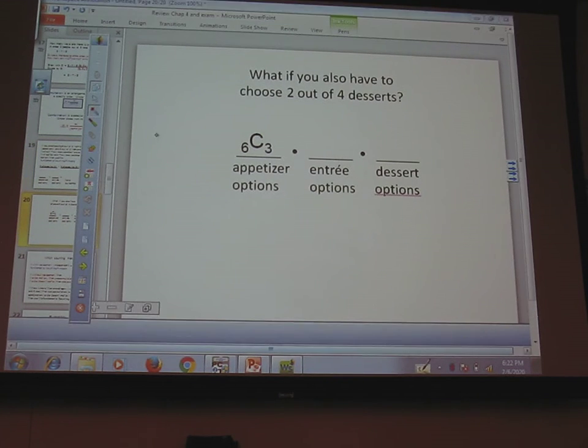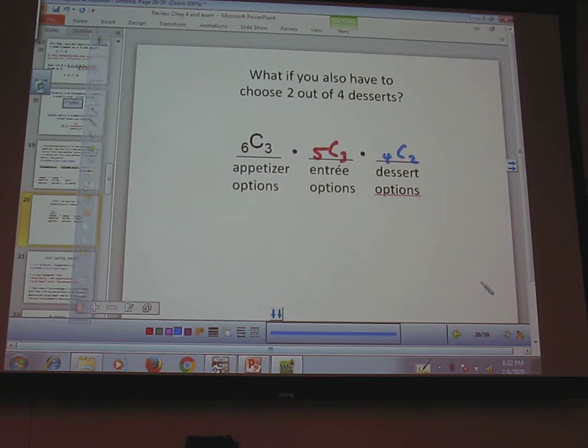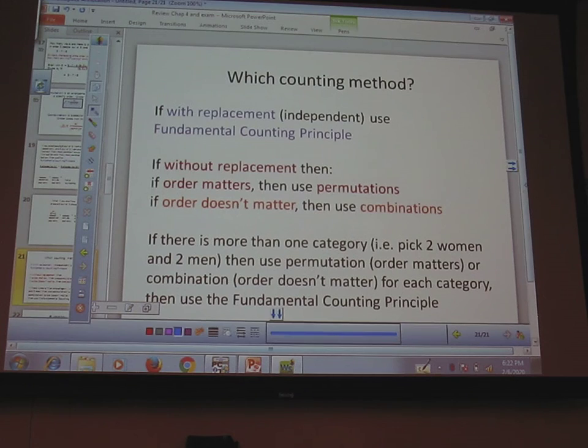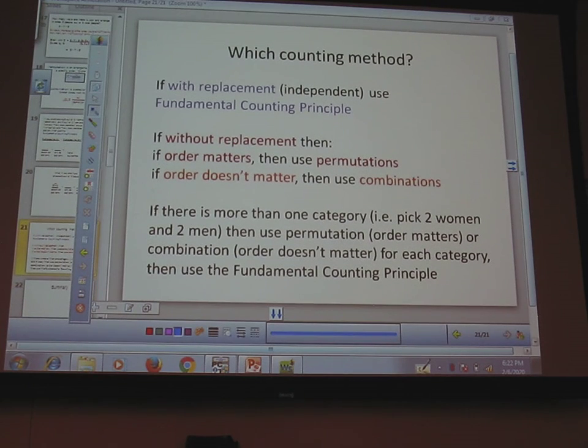What if I was going to add in also 2 out of 4 desserts? What would that be? So here I've got 6 choose 3 times 5 choose 3. What would be, and then what? 4 choose 2. And then 4 choose 2. We'll multiply that by 4 choose 2 because for every one of those 200 possibilities for my meals, now I have 4 choose 2 possibilities for my dessert. Good so far? All right, so you're not going to get tested on this part, but I did want to cover it because it is interesting. Okay, so this is how you figure out which counting method to use.